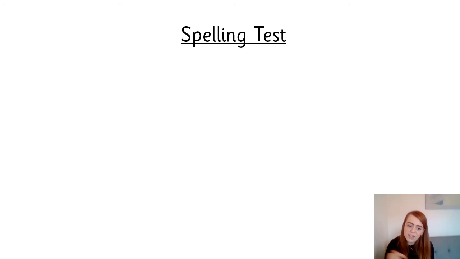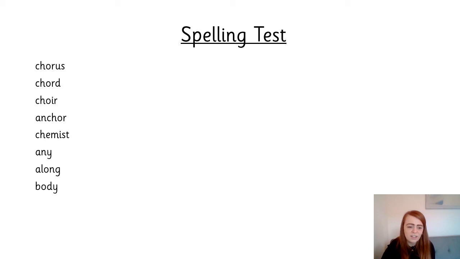So you can rewind the video to play back any words if you need to. And now let's go through and see if you got any of them correct. So word number one, chorus. Give yourself a tick if you got it, a wee dot if you got it wrong. Chord. Doing the same thing again with the tick or the dot. Choir. Anchor. Chemist. Any. Along. Body. Story. And carry. So give yourself a tick or your dot and give yourself a mark out of 10.